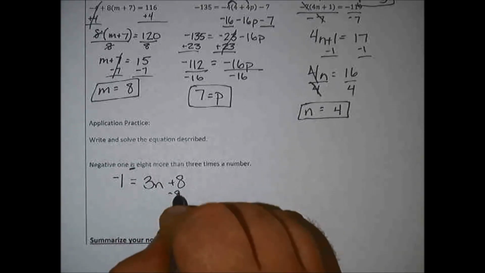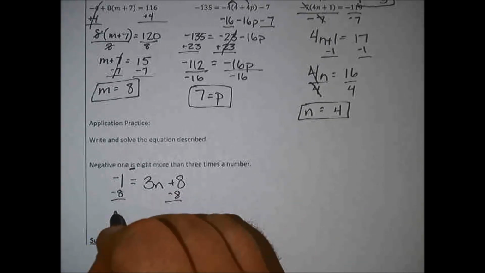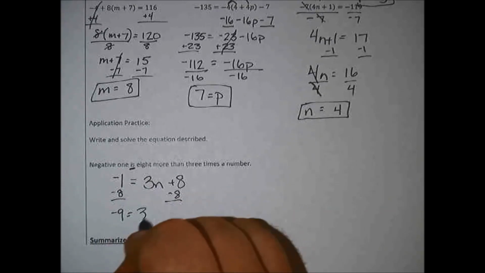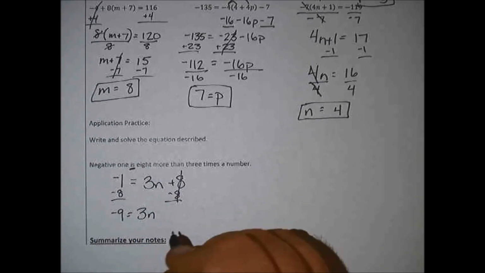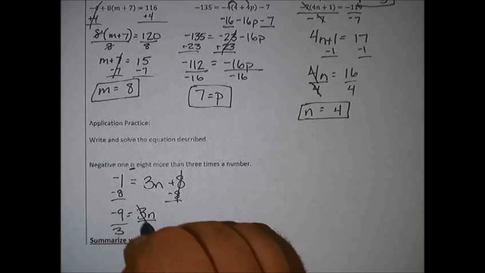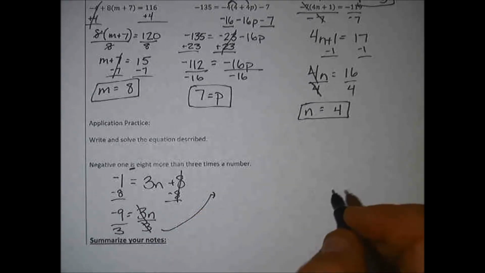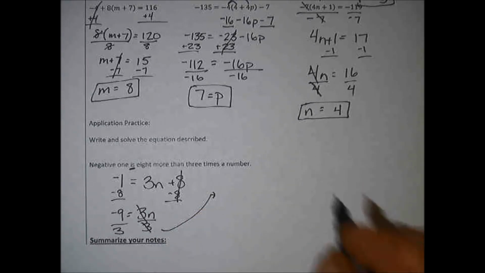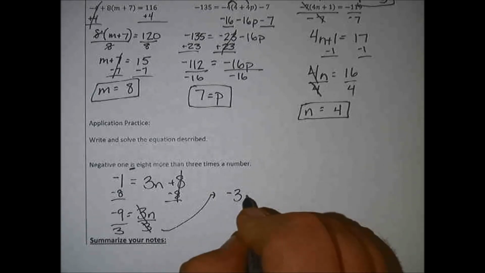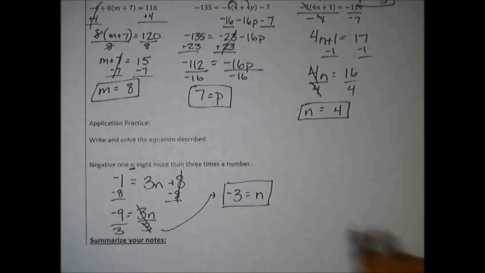So there's the 8 more, and there's my 3 times the number. All right, we subtract 8. -1 minus 8 is -9 equals 3n. Those go away. Divide by 3 on both sides. Okay, I'm going to move up here a little bit, give myself some room. And -9 divided by 3 is -3. And that's what n equals, or that's what the number would be.